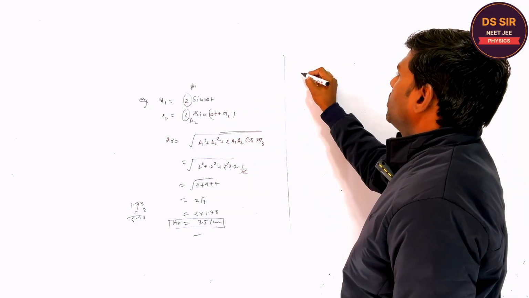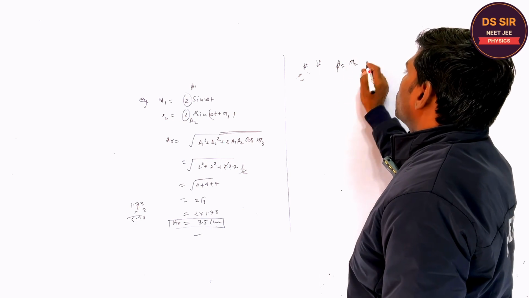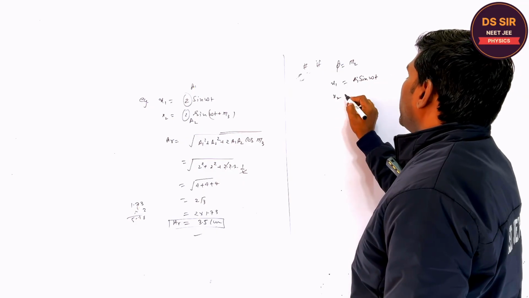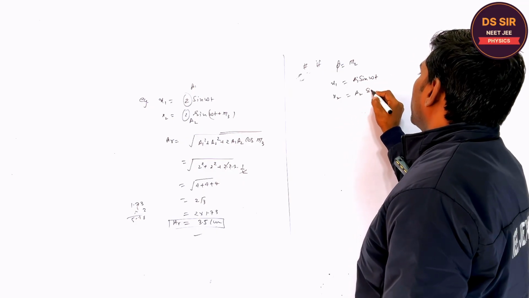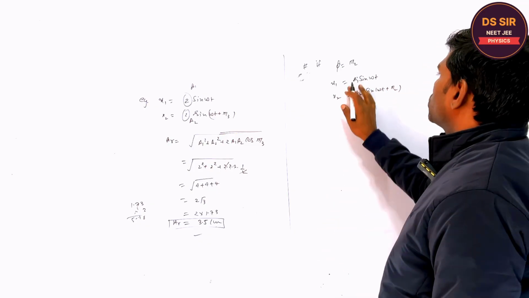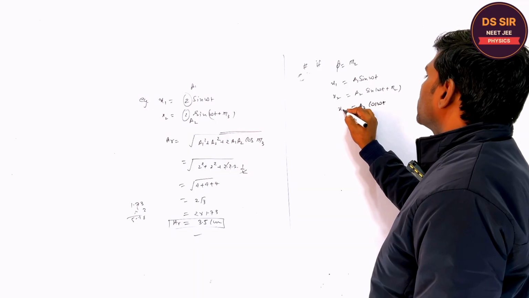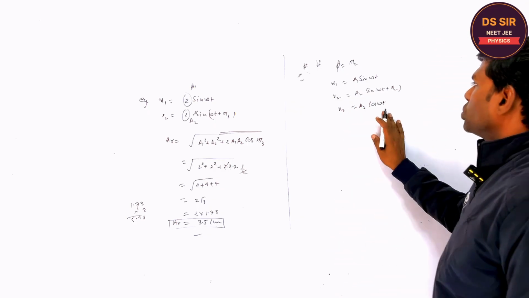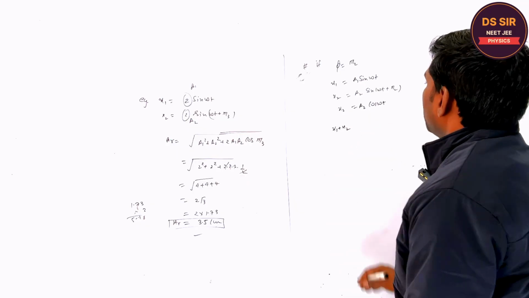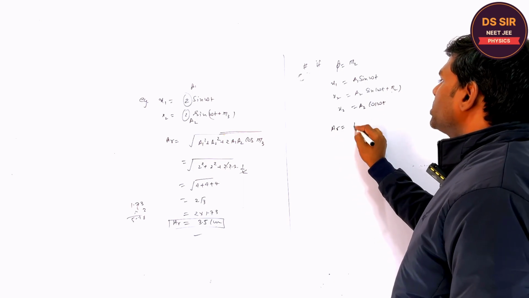So listen one thing. In this special case, for example, if the phase difference is pi by 2, that is x1 is equal to a1 sin omega t and x2 is equal to a2 sin omega t plus pi by 2. Are you getting or not? Right. So it becomes cos omega t. This is the x2. So the x1 plus x2, the pi by 2.